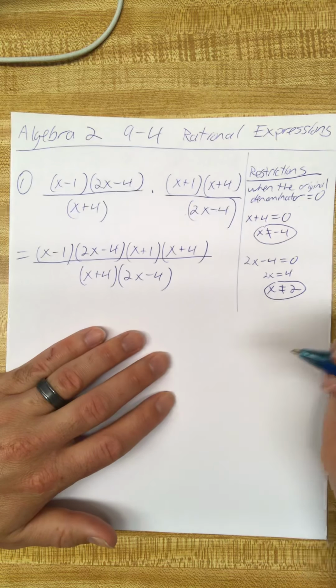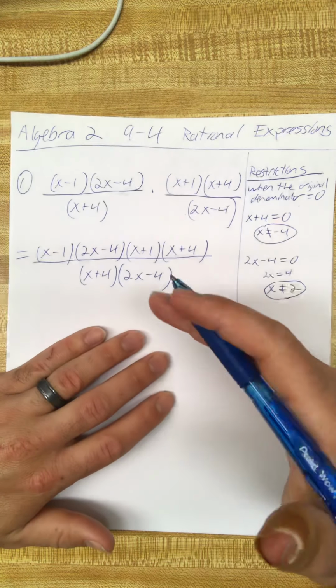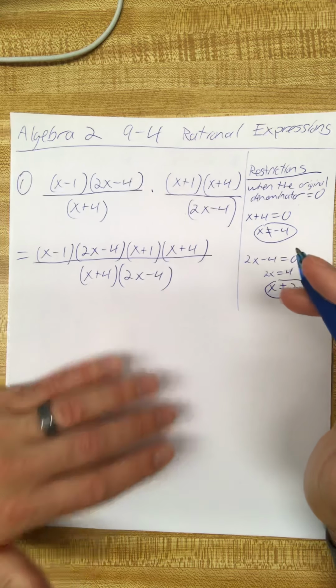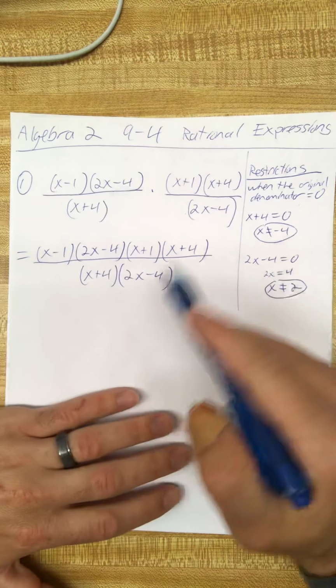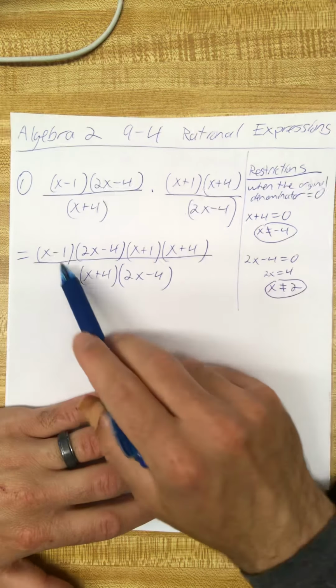Okay, so then when it comes to reducing, you're looking for the same binomial or the same monomial in both the numerator and denominator. So in my case, x minus 1, there's no other x minus 1s here. 2x minus 4, there's a 2x minus 4 in the denominator. So 2x minus 4 divided by 2x minus 4 is 1. So those reduce. There's no other x plus 1s. I got x plus 4 divided by x plus 4 is 1 as well. So what I'm left with in my numerator is x minus 1 times x plus 1. And again, x cannot equal negative 4, and x cannot equal 2.